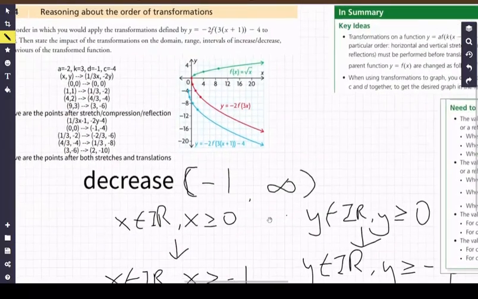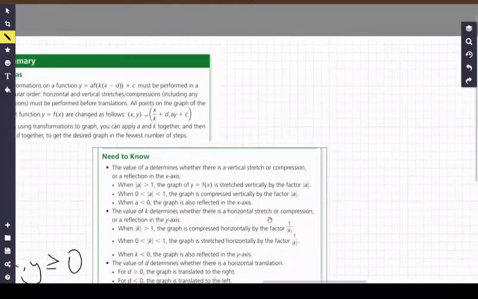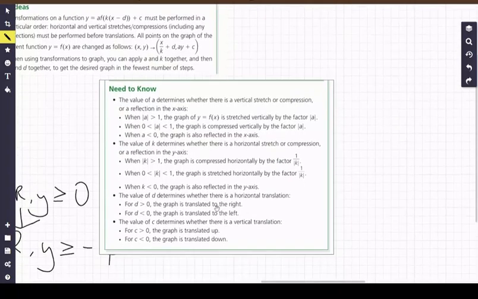Let's see if we have an example. Nope, we don't, but that's fine. You're going to see one in your homework. And then the value of d determines the horizontal translation. So this is pretty much very straightforward. The value of c determines the vertical translation. You've dealt with that in grade 10. This should be very straightforward. And that sums up our entire lesson.